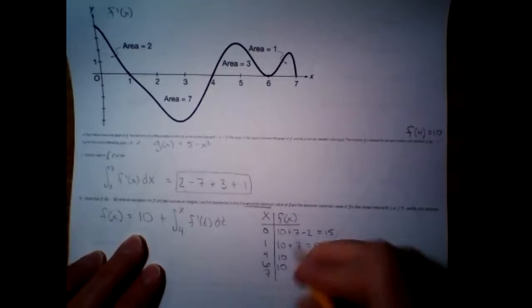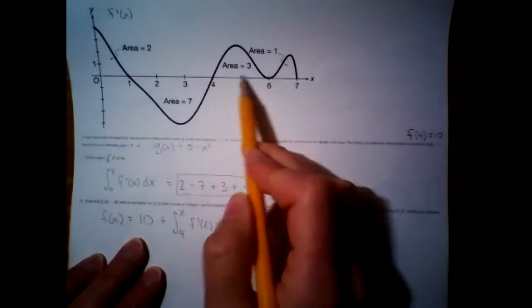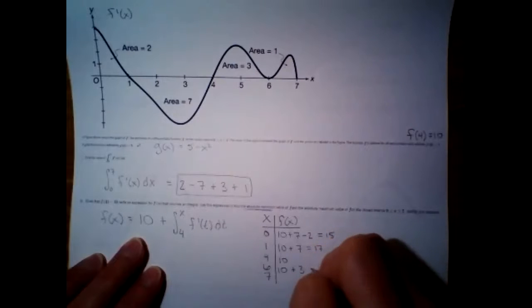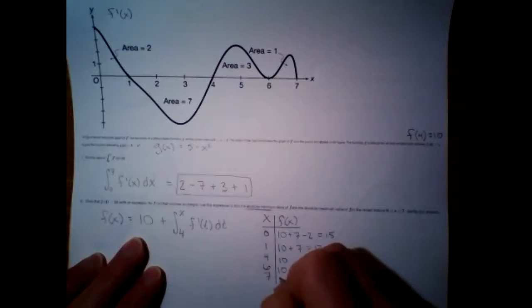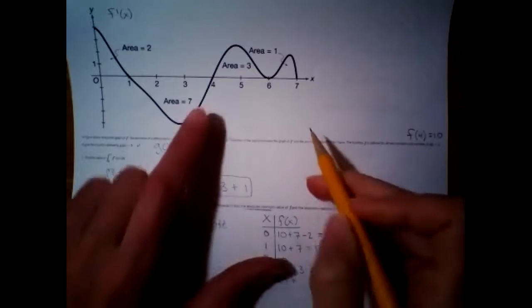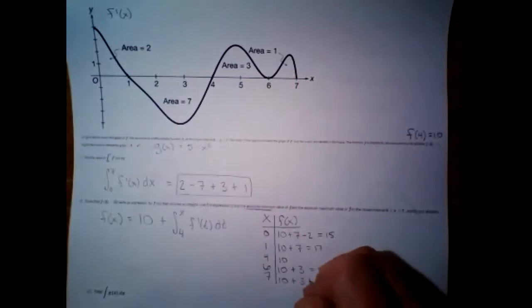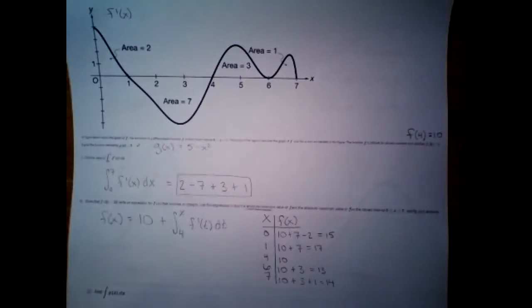And then for 6, we have 10 plus the integral from 4 to 6, which would be this amount right here, so that's 3, so 13 for that one. And then for 7, again, plugging in 7, we have 10 plus the integral from 4 to 7, so 3 plus 1. And so that would be 14.